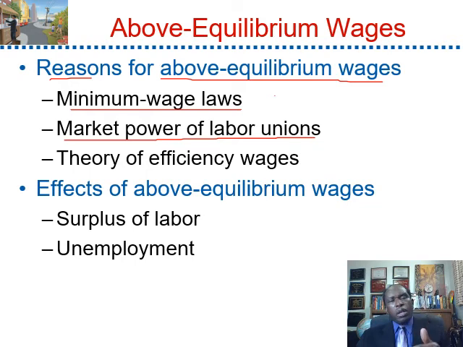The third one is the theory of efficiency wages. With this, businesses are willing to pay workers higher wages. For instance, Google, Facebook, or Microsoft pay higher wages to their workers so that the workers do not leave to go with their competitors, and so that workers do not shirk. They don't cheat in the workplace, take extra sick days, or take longer bathroom breaks, and so on and so forth.